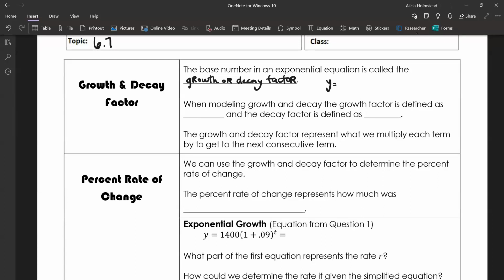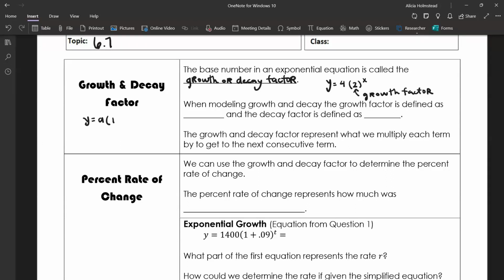So let's look at an example. Y equals 4 times 2 to the power of x. That number that's at the base, this 2 right here, is the factor that we're talking about. And since that number is greater than 1, we know this equation would represent exponential growth. So we would call that our growth factor.